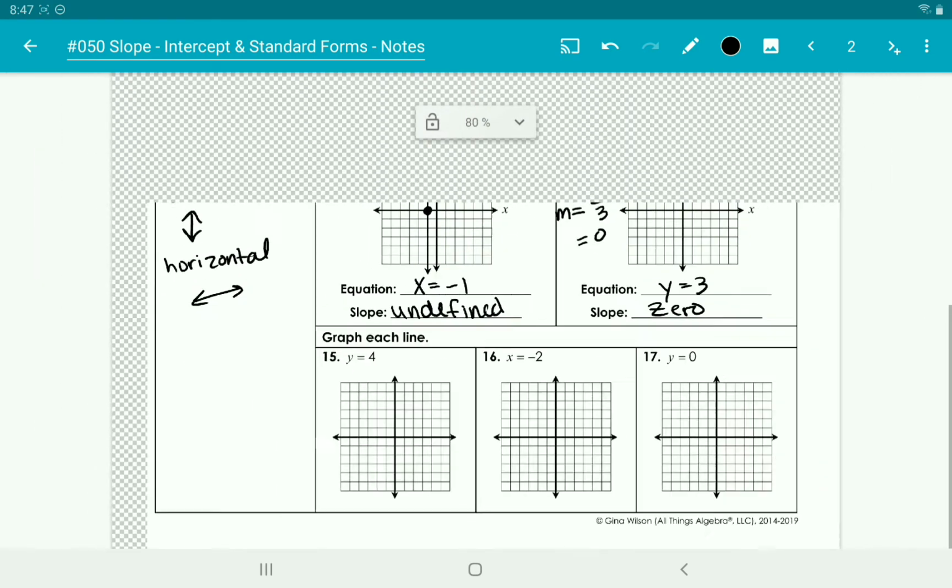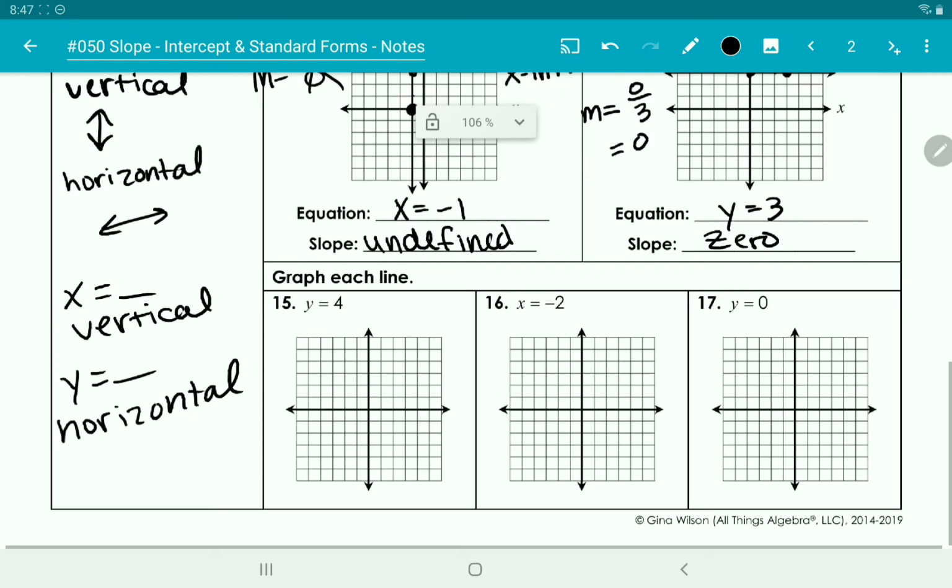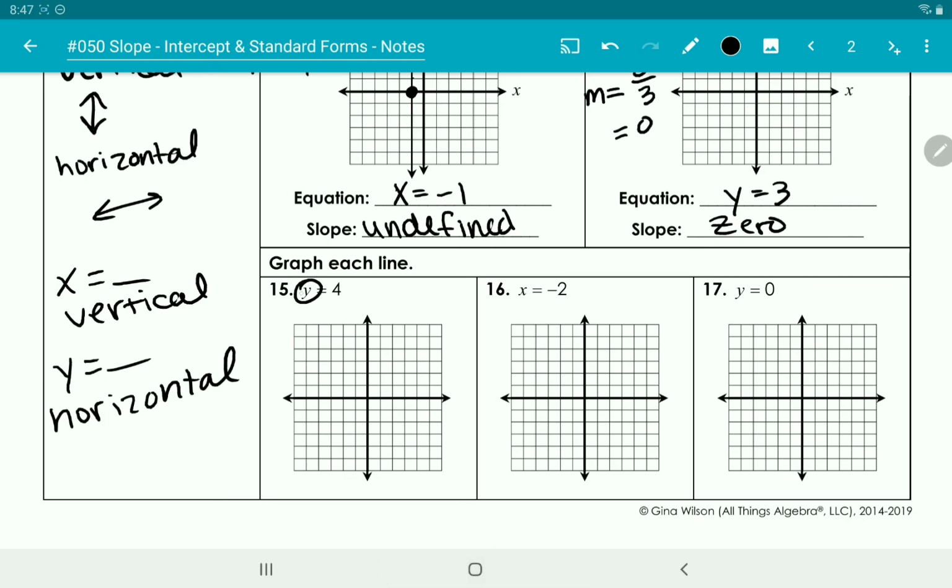So now let's go ahead and graph the line. If it is x equals, it's vertical. And if it is y equals some number, then it's horizontal. So this one is y equals 4. Y is horizontal. Horizontal is from left to right. Vertical is up and down. So y equals 4. We're going to go up 1, 2, 3, 4. That's where it's going to be, and it's going to go straight from left to right.